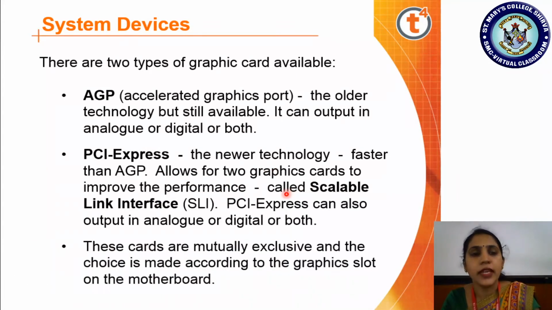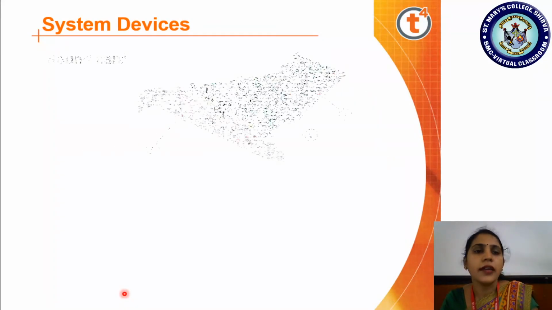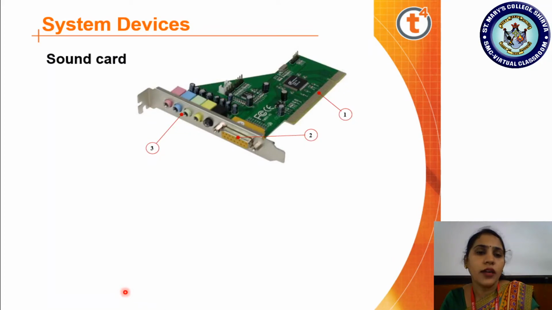Okay, then these are mutually exclusive and the choice is made according to the graphics slot on the motherboard. So either of them can be chosen, where the selection depends on the graphics slot on the motherboard. Okay, and you have a sound card.